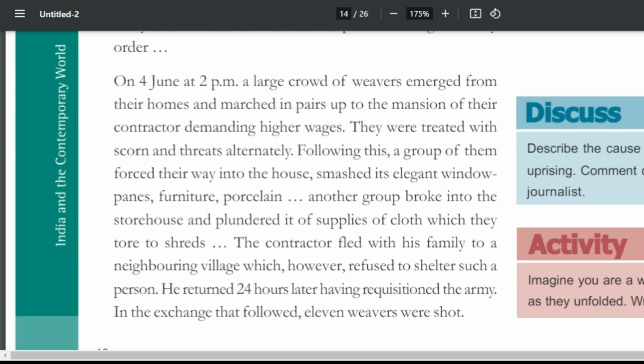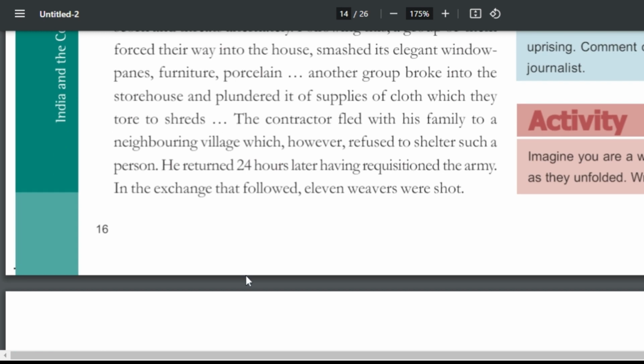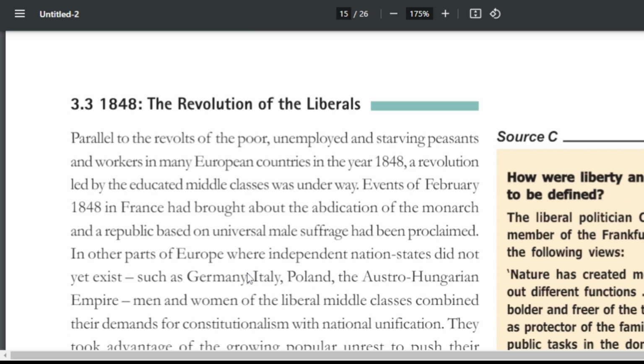Following this, a group of them forced their way into the house, smashed its elegant window panes, furniture, and porcelain. Another group broke into the storehouse and plundered it of supplies of cloth, which they tore to shreds. The contractor fled with his family to a neighboring village, which, however, refused to shelter such a person. He returned 24 hours later, having requisitioned the army. In the exchange that followed, 11 weavers were shot. The revolution of the liberals.